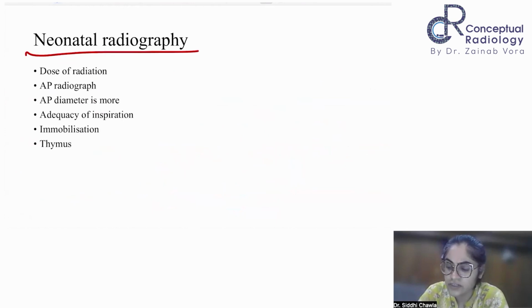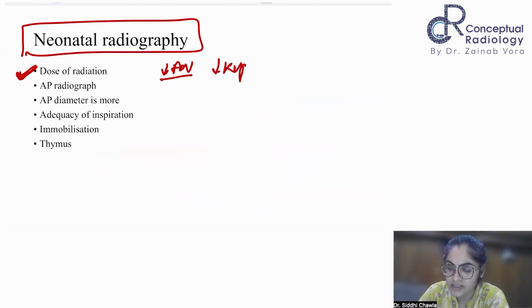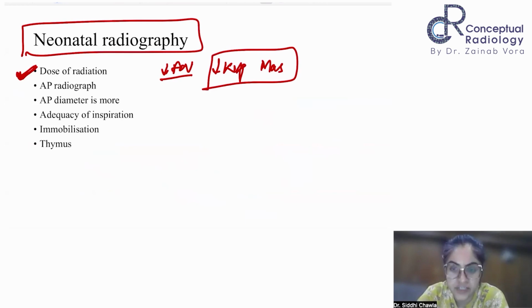So coming to the neonatal radiography. First of all, you have to know the dose of radiation. You have to minimize the dose of radiation that is being given to the child. How can you reduce this? You have to decrease the FOV, and you have to decrease the kVp and mAs. Both are decreased for children, and minimum radiation is given to the child so that we can get the maximum information. You should always use shields, right?